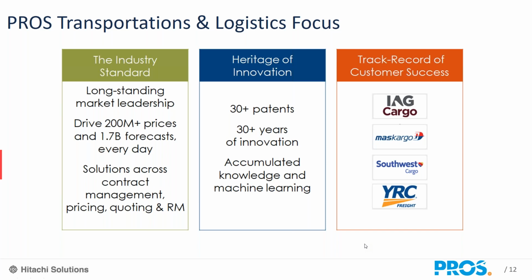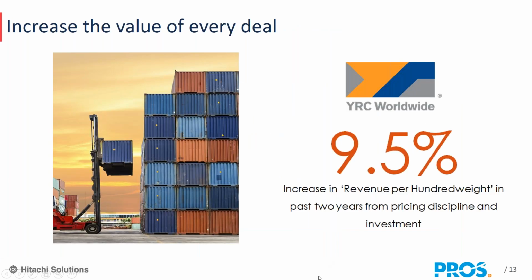And finally, YRC Freight. YRC Freight is the largest LTL trucking company in the world. They're also a PROS customer. If you want to move to the next slide, James, we have a case study for YRC. If interested, you can go to the PROS website to get more information on this case study itself. But I just wanted to quickly show the results that customers have received utilizing the PROS scientific guidance in the quoting process. So there's a 9.5% increase in revenue the past 2 years with the help of PROS pricing discipline.